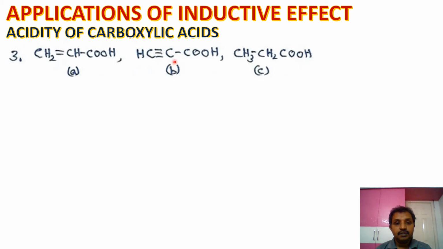So option B has a higher electron withdrawing strength. So B has the highest acidic nature. Then comes A, then comes C. So the order will be B, A, C.